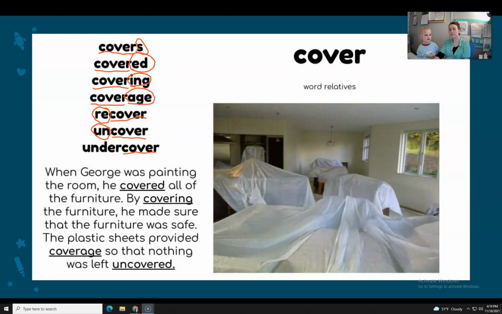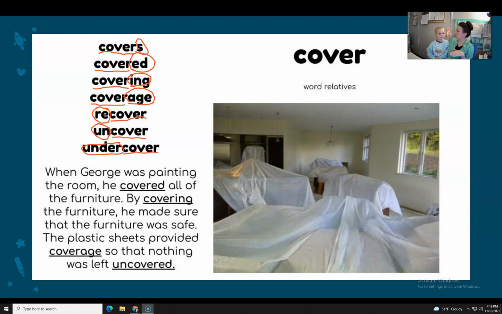And my last one. What's my base word again? Cover. Good. And can you spell my prefix? UNDER. Good. This word is undercover. Try it. Undercover. Very good. Okay, we're going to echo. My turn, then your turn. Ready? Covers. Covers. Covered. Covered. Covering. Covering. Coverage. Coverage. Recover. Recover. Uncover. Uncover. Undercover. Undercover.